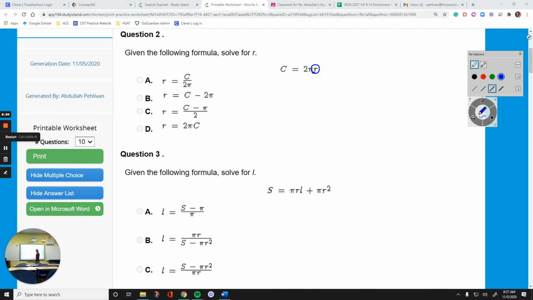So, if I divide each side, because I need to do the inverse or opposite of that one, 2 pi's will cancel each other out. Left side is going to turn into c over 2 pi. Right side is going to be r. So we solve the equation for r. The answer would be right here. This was just one step.